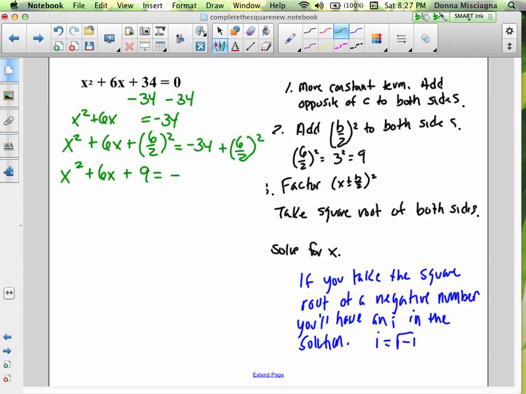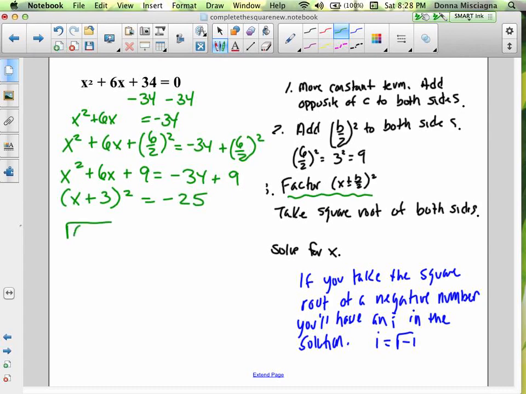And then we have negative 34 plus 9, where we can factor. So x squared plus 6x plus 9 is going to be x plus, because that's plus there, and then half of 6 is 3, squared. So it'll always follow that pattern. So I have it over here, half of b, equals negative 34 plus 9, which is going to give us negative 25. All right, now we're going to take the square root of both sides.